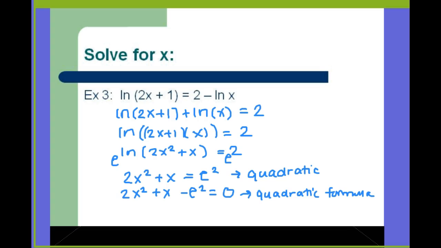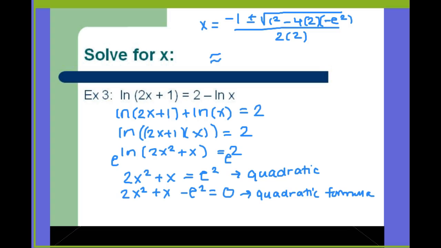So I'm going to use my extra space up here to say x equals negative b plus or minus the square root of b squared minus 4ac all over 2a. Since we obviously can't multiply 4 and 2 and negative e squared, this would become a calculator problem. Then we'd get our two potential roots.